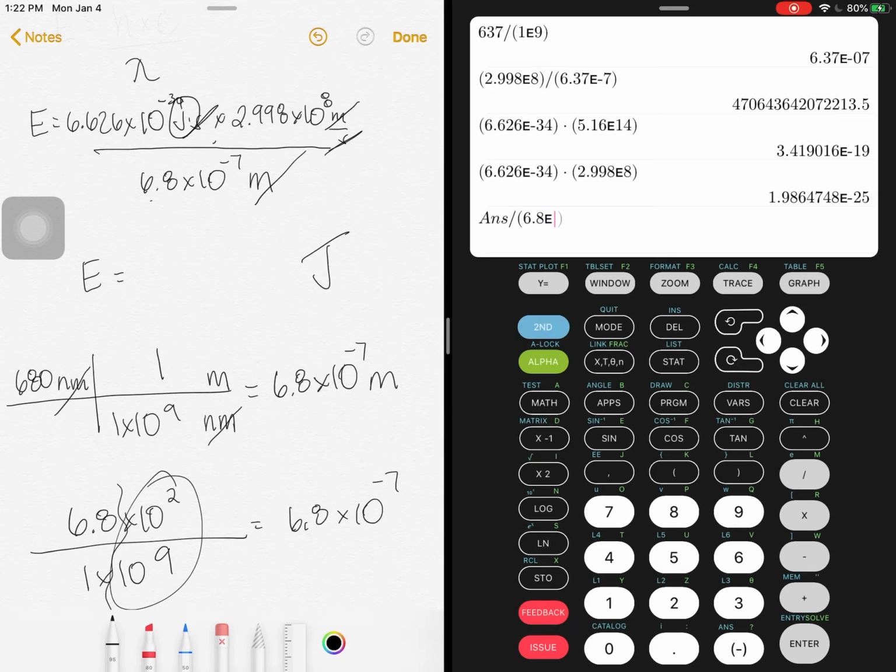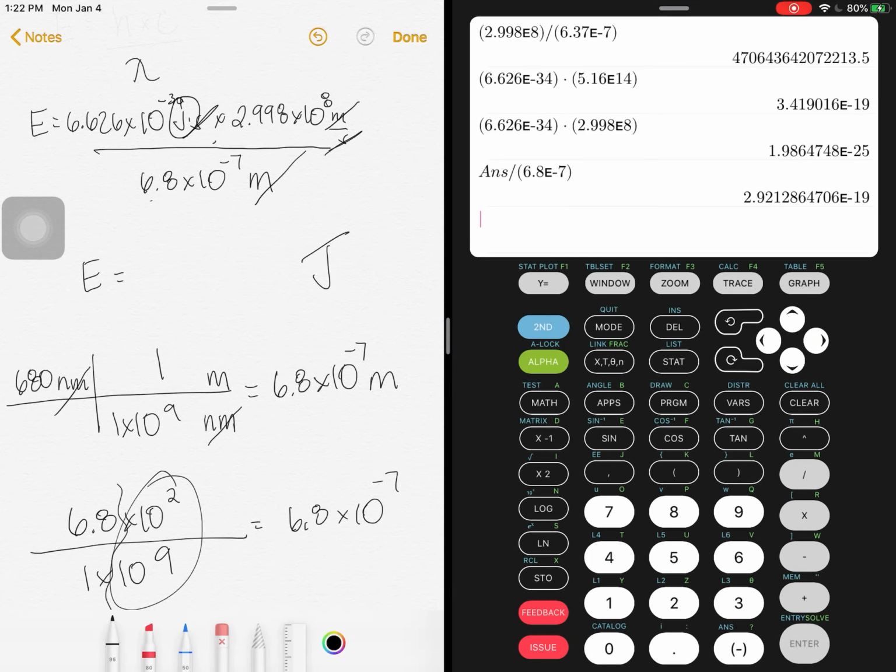And then I'm just going to, from there, divide, parentheses, 6.8 second EE to the -7th. All right, and again to 2 sig figs this time, I'm going to get 2.9 times 10 to the -19 joules. Again, it's a small number. It's the energy of 1 photon. We expect it to be a small number. So that is how to calculate energy.